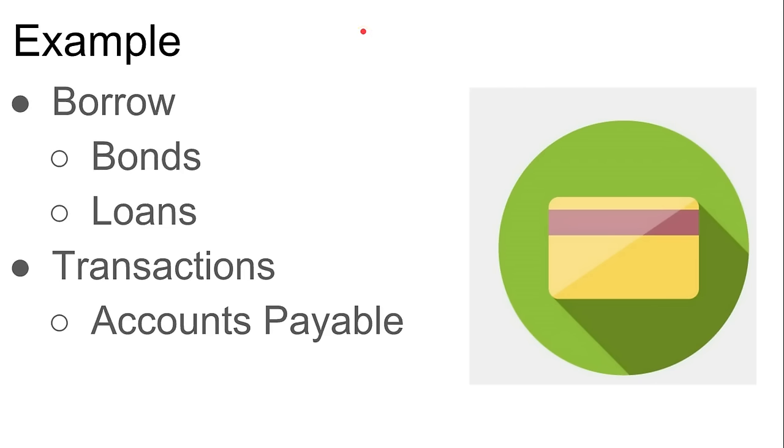So examples of liabilities would be when a company borrows money from bondholders, or when a company borrows money from the bank in the form of a loan. And sometimes businesses may have a liability in the form of accounts payable, whereby the suppliers would give us a credit term that will enable us to pay the amounts owing to them within a 60 to 90 day time span.